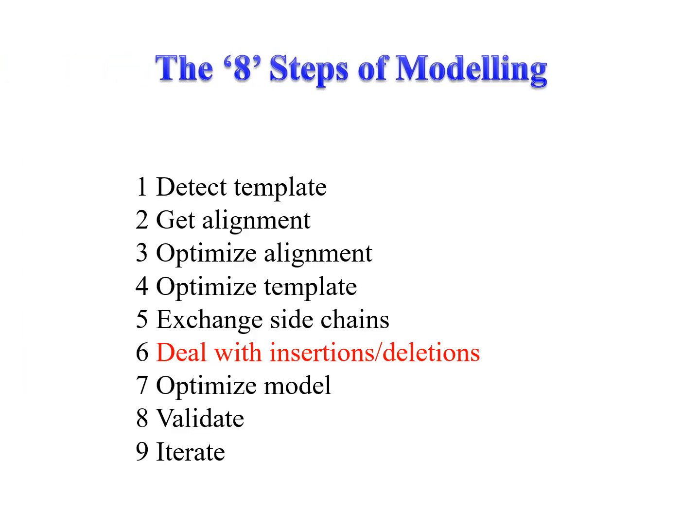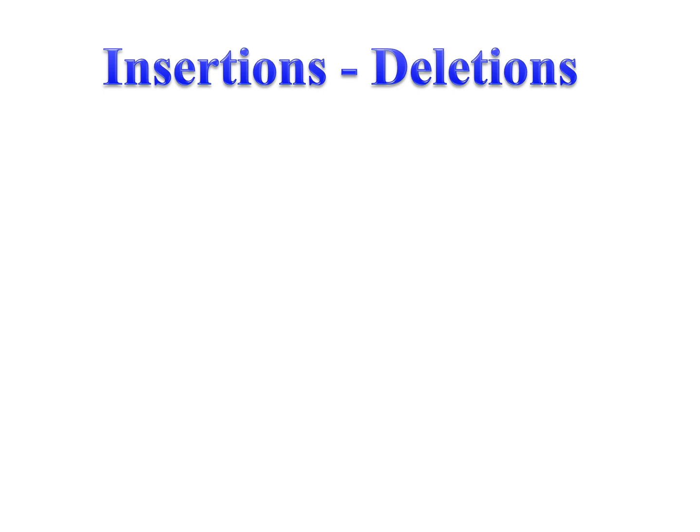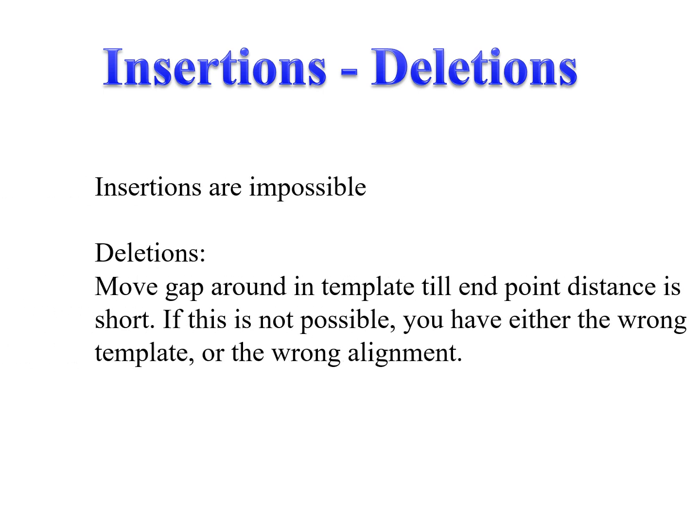So next one is the insertions and deletions in your sequence. How are you going to check? Insertions are impossible. When your target sequence has insertions, it is very difficult to predict the structure for that particular sequence. Deletions are nothing but, if there is a deletion in your target sequence, then you can align your target and template sequence by introducing some gaps to get a better structure.